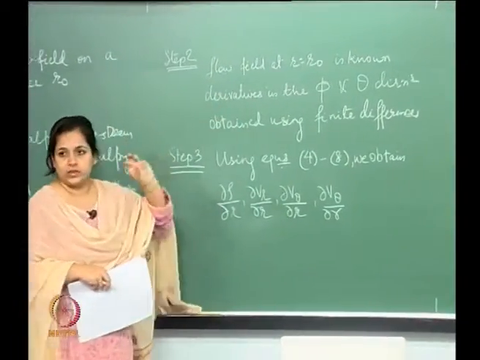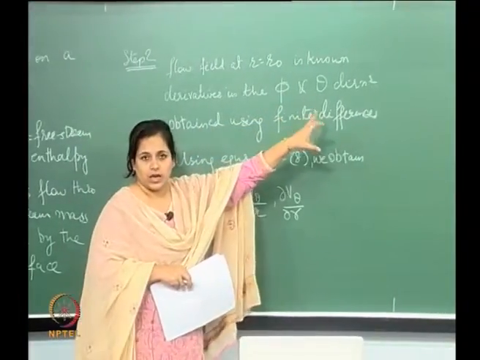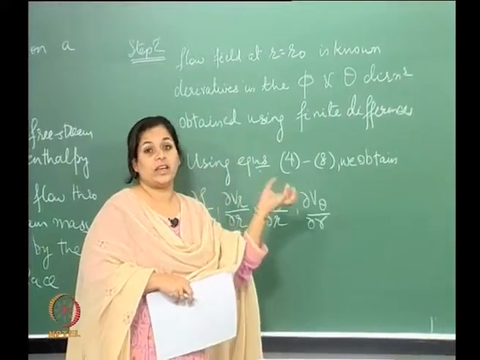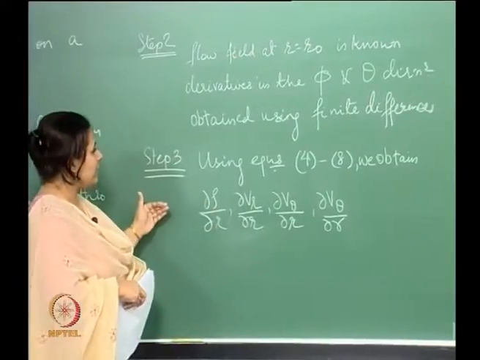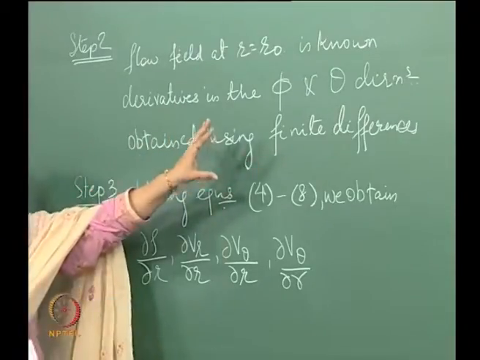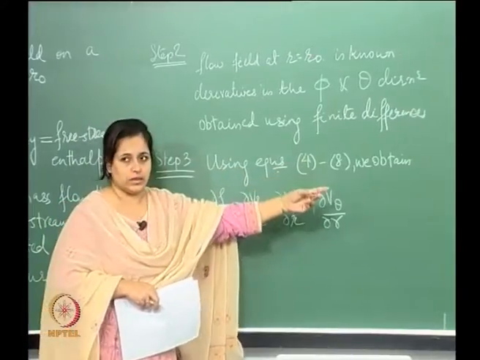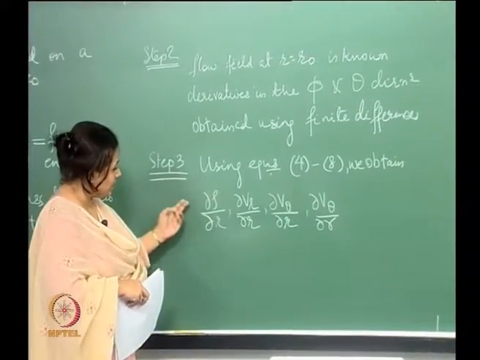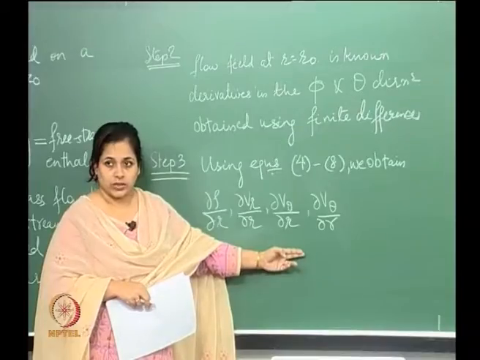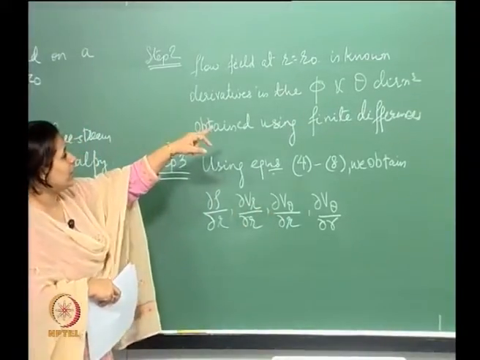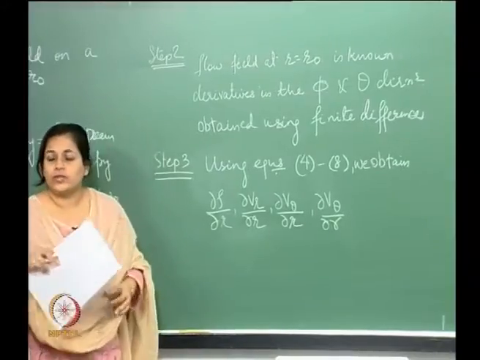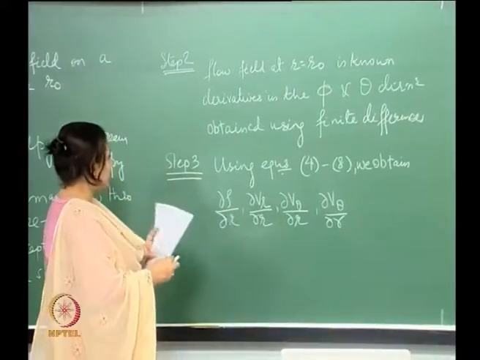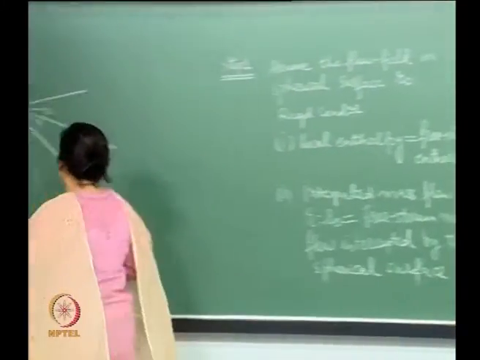Having calculated the derivatives in phi and theta, how do we get this? We calculate this using finite differences, using the values which we have assumed. Once having done that, we put those derivatives into these equations 4 to 8, and we obtain these derivatives. You can clearly see that these derivatives are in the r direction. So these were in the phi and theta plane, which was defined by the radial vector r naught which we assumed.